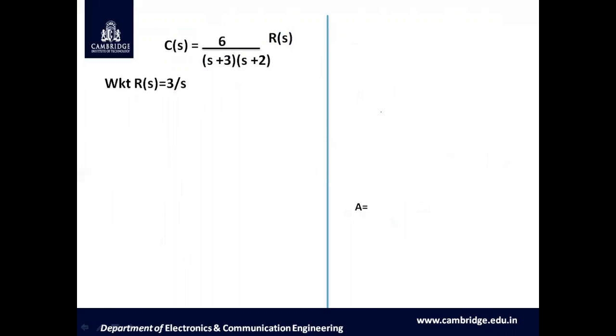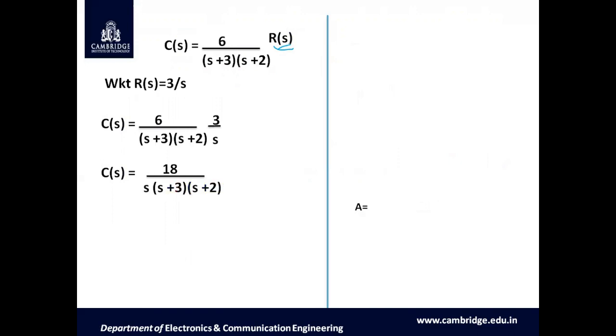Now let us substitute for R of s. After substituting R of s is equal to 3 by s, C of s will be equal to 6 divided by (s plus 3) into (s plus 2) multiplied by 3 by s. We substituted for R of s here. Then we can get C of s as 6 multiplied by 3, 18 divided by s into (s plus 3) into (s plus 2).